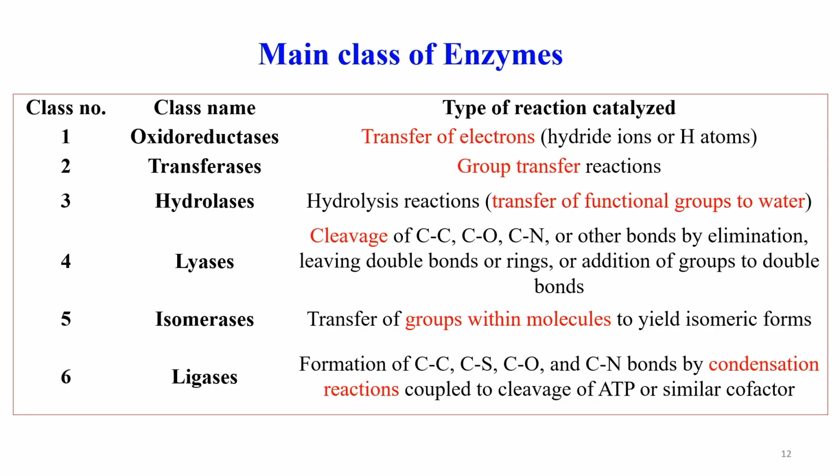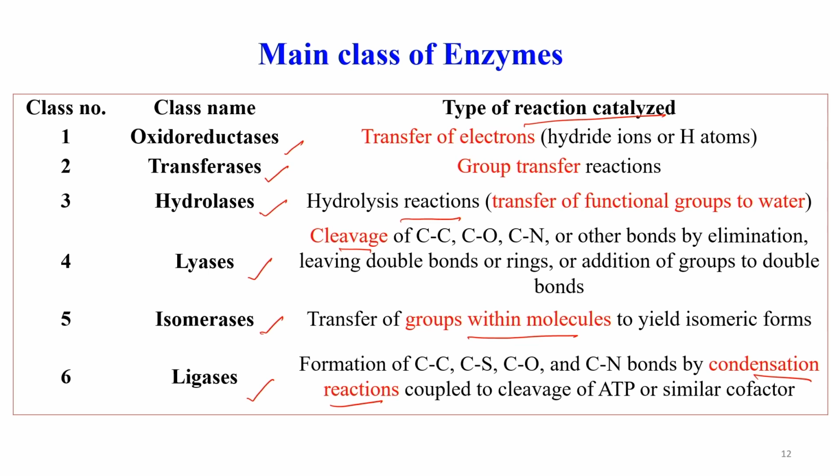So these are the 6 main classes. The first is oxidoreductase, 2 is transferase, 3 is hydrolase, 4 is lyase, 5 isomerase, 6 ligase. Here I have mentioned the type of reaction involved. Oxidoreductase, transferase, hydrolase, they are involved in the hydrolysis reactions, lyase in the cleavage, isomerase transfer of functional group, ligase in the binding reactions, or you can say condensation reactions.